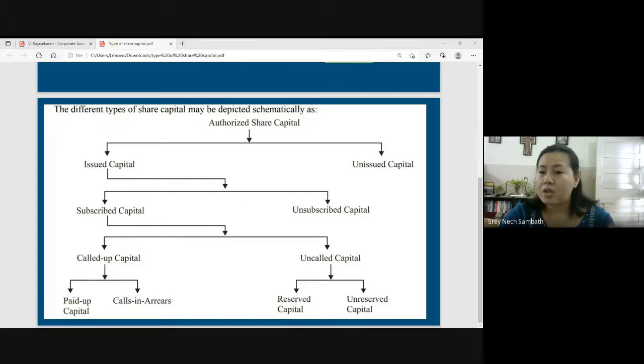So these are all the terms which you have to get familiarized with. Let's go ahead with one example so we can see how this capital breakdown works. And then under uncalled capital, we have reserve capital and unreserved capital.